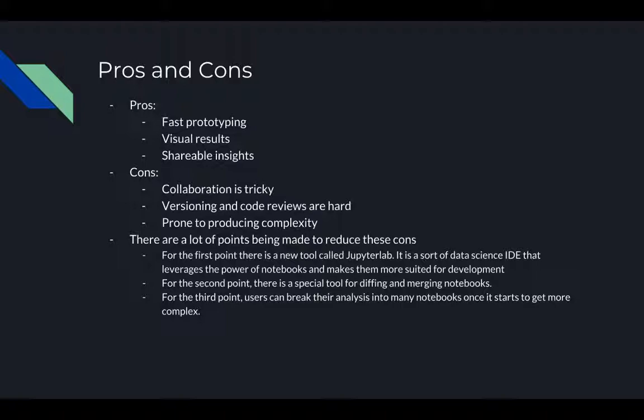And for the cons, collaboration can be tricky. Versioning and code reviews are hard, and it's prone to producing complexity. There are a lot of efforts being made to reduce these cons. For the first part, there's a tool called JupyterLab, which is a sort of data science IDE that leverages the power of notebooks and makes them more suited for development.